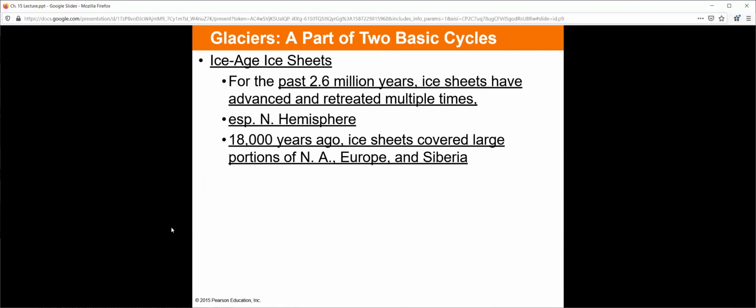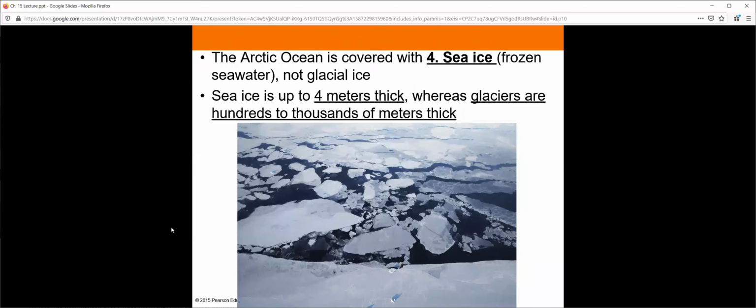During the Ice Age, we had, well, ice sheets. That's where the Ice Age term comes from. For the past 2.6 million years, ice sheets have advanced and retreated multiple times, especially in the northern hemisphere. About 18,000 years ago, ice sheets covered large portions of North America, Europe, and Siberia. If you've seen pictures of the Ice Age, you know what we're talking about here, right?